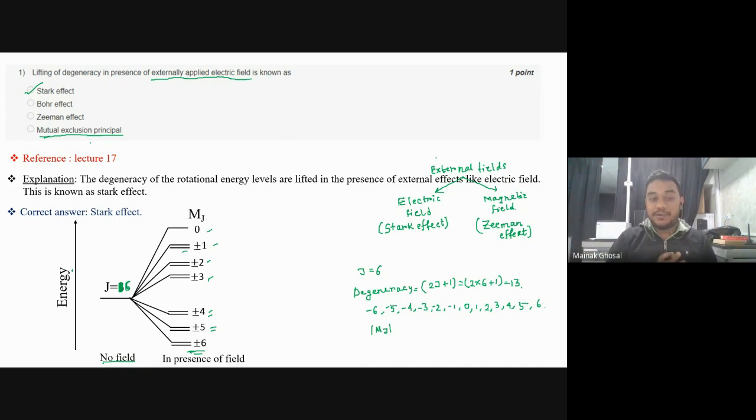vibrational spectroscopy: for a centrosymmetric molecule, whenever there are different vibrational modes, the vibrational mode which is IR active will be Raman inactive, and the one that is Raman active will be IR inactive. So this is also a mutual exclusion principle, which we will learn in vibrational spectroscopy. So you have learned about all these things, and you know that this answer will be Stark effect. Okay. Yes, sir.